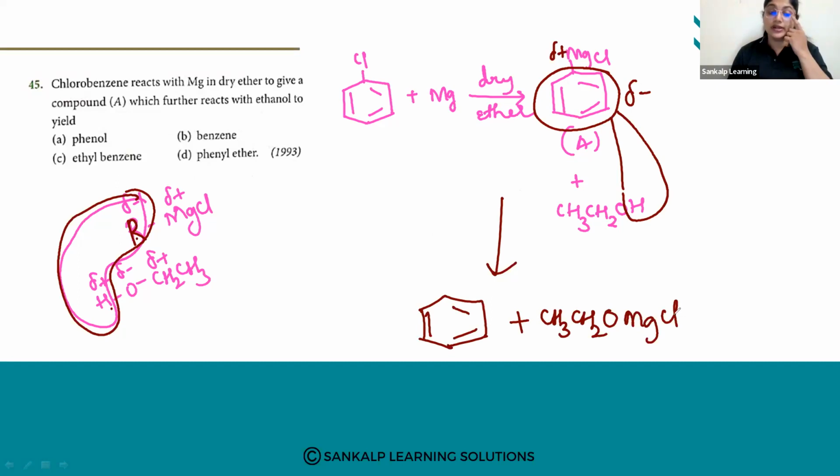Understood? Got it? So what is our option? B. So benzene is the product obtained. Understood? See, one more time I'll tell you.